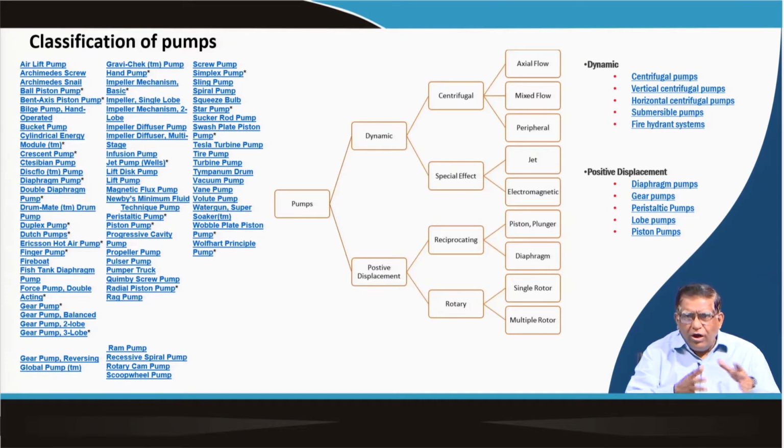But all these developed pumps can be broadly classified into two categories, that is dynamic pumps and positive displacement pumps. Under dynamic pumps, we can talk about the centrifugal pump, which can be a vertical centrifugal pump or a horizontal centrifugal pump, and there are some varieties called submersible pumps, or fire hydrant systems where also some pumps are used. Similarly, in positive displacement pumps, we have diaphragm pumps, gear pumps, peristaltic pumps, lobe pumps, piston pumps, many different types of pumps.